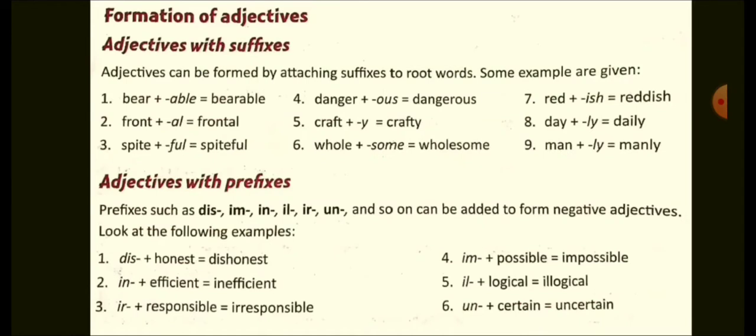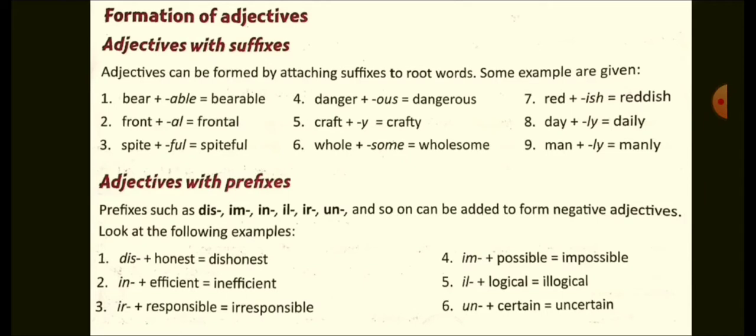Now we will learn about formation of adjectives. Adjectives with suffixes. What are suffixes? Suffix is a group of letters placed after the root of a word. So adjectives can be formed by attaching suffixes to root words. Some examples are given. Bear plus able, that is bearable. Front plus al, frontal. Spite plus ful, spiteful. Danger plus ous, dangerous. Craft plus y, crafty. Whole plus some, wholesome. Red plus ish, reddish. Day plus ly, daily. Man plus ly, manly.